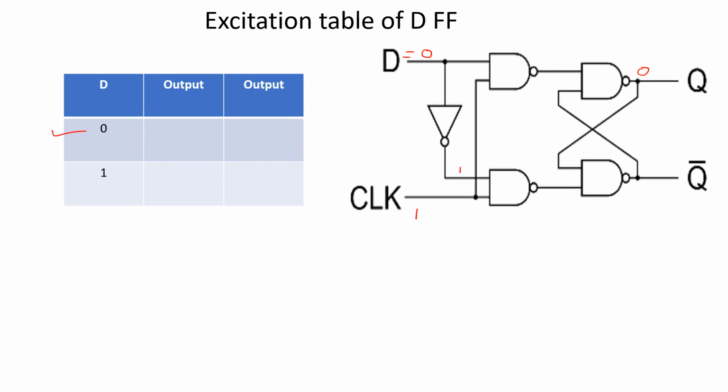Now this 1 goes here. Now the output of this NAND gate is 1 and output of this NAND gate is 0. Now this 0 comes here and 0 0 becomes 1 here. 1 1 becomes 0 here. That means whatever we assumed, we got same thing at the output again. So 0 remains 0.